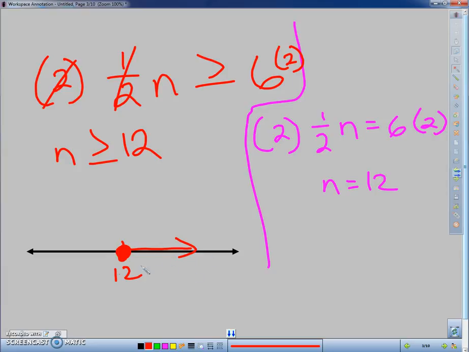If you wanted to check this, I would check 0. Always check a 0. 0 is pretty easy. Is 0 greater than or equal to 12? No, it's not. So that is not a solution, and it cannot be a part of the answer set. So it's got to be pointed the other way.